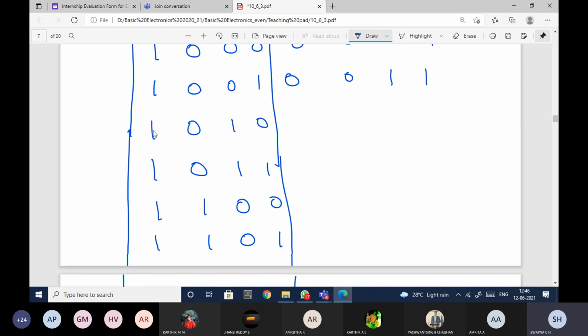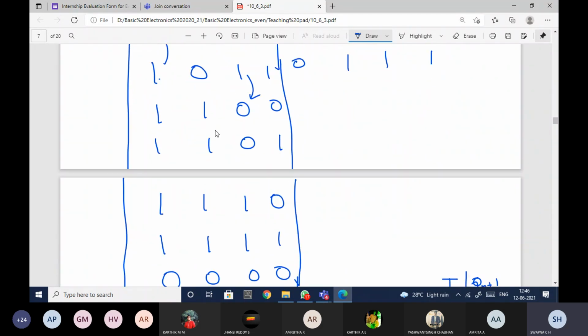So 1 0 1 0. So 1, 1, no toggling, 0. 0, 0, no toggling, 0. 1, 1, no toggling, 0. 0, 1, toggling, 1. So again these two: 1, 1, no toggling, 0. 0, 1, toggling is happening, 1. 1, 0, toggling is happening, so 1. 1, 0, toggling is happening, so 1. Next, 1, 1, no toggle, 0. 1, 1, no toggle, 0. 0, 0, no toggle, 0. 0, 1, toggling is happening, 1.